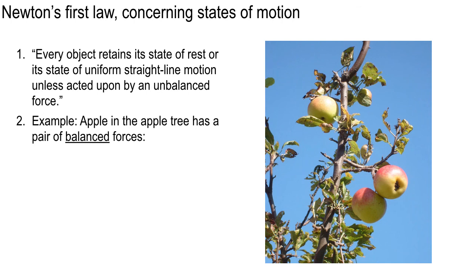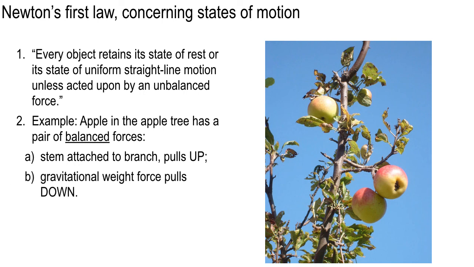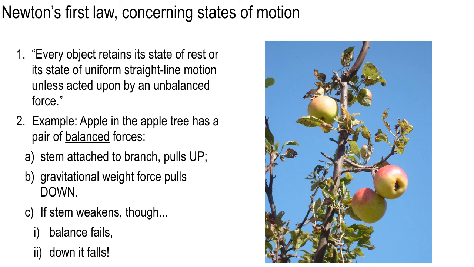Now, here's another example of that. An apple in an apple tree, there's a pair of balanced forces. And when they fail, the apple is no longer at a state of rest. Okay, first of all, the stem, which is attached to the branch and attached to the apple, pulls the apple upward. Okay, gravity pulls it downward. And as long as that stem is strong enough, the apple's not too big, and as long as the stem doesn't dry out, because if it gets too dry, it'll be brittle and it'll fall, that apple stays up in the apple tree. But we all know that Sir Isaac Newton, the apple conked him on the coconut, and he discovered the law of gravity as a result. They say, another legend, nobody knows if that one's true. They think the one about Galileo and the Leaning Tower of Pisa is true, though. But as soon as the stem weakens and the balance fails, it's going to fall right onto Sir Isaac Newton's coconut.